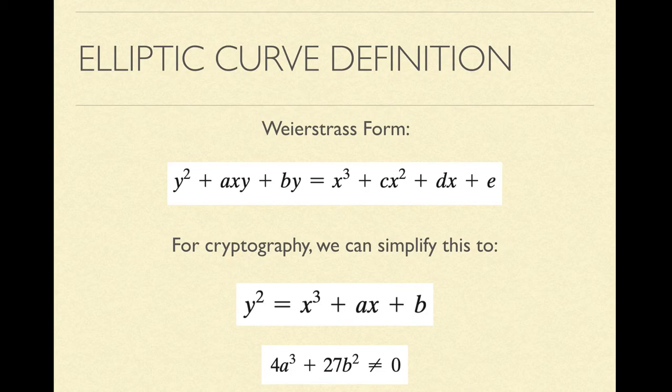We have an additional constraint on this where 4a cubed plus 27b squared does not equal 0. If this equality was true, then we would have duplicate roots, and one point would give you multiple zeros. So one thing you can tell from the simplified form is that these are going to be symmetric about the x-axis, which is something we're going to use when we're talking about elliptic curve addition.